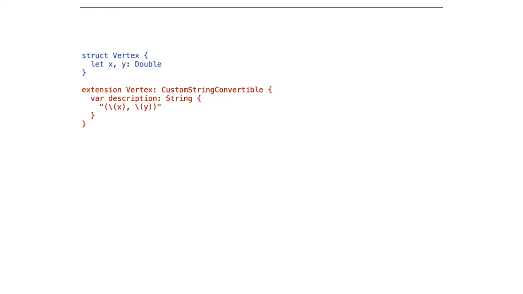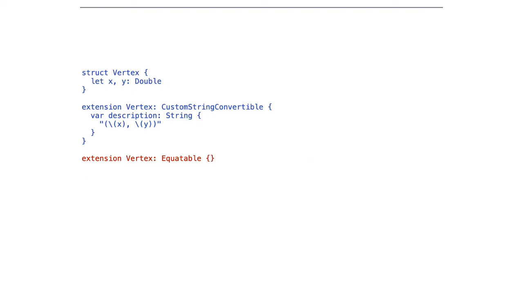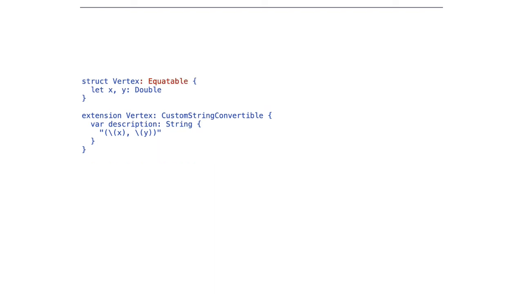We might also, in the old days, have added an extension for Equatable and implemented Equatable like this. Now, we don't have to implement Equatable anymore. We can just declare that Vertex conforms to it. In this case, I would move it back up to be part of Vertex because then someone looking at our code can tell right away that it's Equatable, and there's no implementation that we have to move elsewhere.